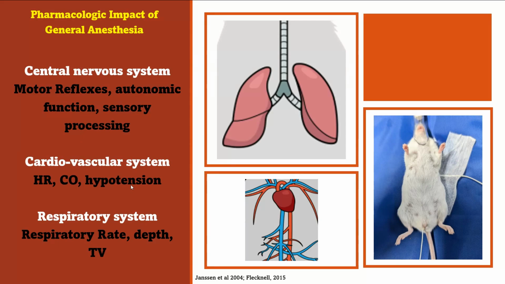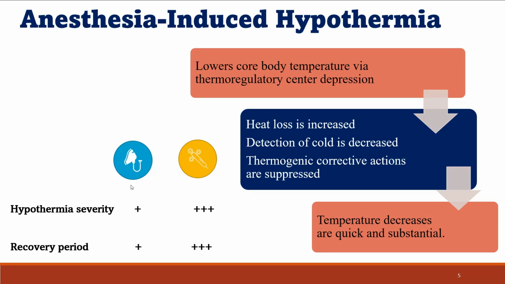This is why, if pulmonary ventilation and physiological monitoring are not properly managed, the animal for sure experiences hypoxemia, which is one of the most commonly seen anesthetic emergencies in laboratory rodent anesthesia. So, from this slide, we have understood that as part of the pharmacological impact of anesthesia, all these three systems majorly undergo depression in their functional activity. With that, we will understand anesthesia-induced hypothermia, its mechanism, and the differences between inhalant versus injectable anesthetics.